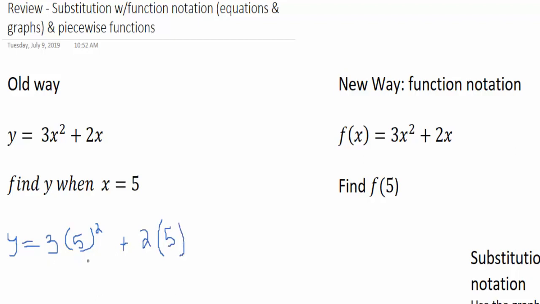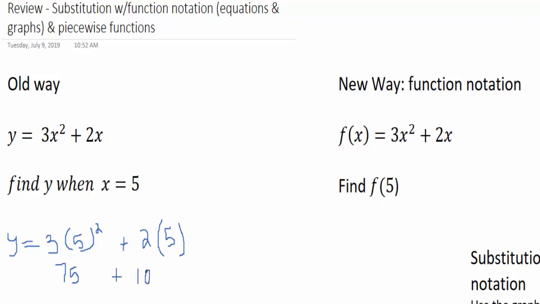Then we use order of operations to simplify, so we do our exponent first. 5 squared is 25. 25 times 3 is 75. And of course we do addition last, so we have to then multiply the other side. 2 times 5 is 10.